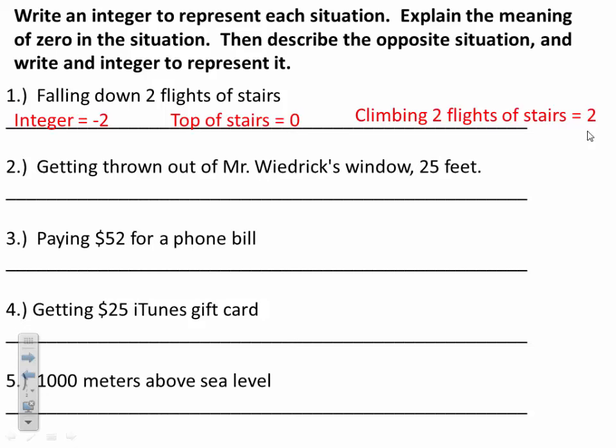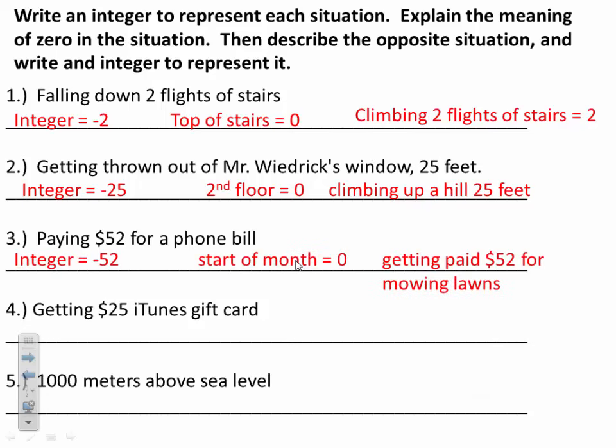Okay, getting thrown out of the window. If you went down 25 feet, it's negative 25. Where was 0? Wherever you started. My room is on the second floor, that's the 0. And the opposite is climbing up 25 feet. Now, it doesn't have to be exactly the same as what I have, climbing up a hill, for example. Paying 52 bucks. Well, the integer is negative 52 because you're paying money. It's being subtracted from your account. If at the start of the month you had $0, there you go. That's where 0 is. And the opposite of that would be actually making $52.